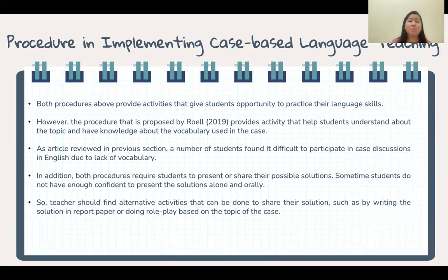In addition, both procedures require students to present and share their possible solution. Sometimes students do not have enough confidence to present the solution alone and orally. So the teacher should find alternative activities to share their solution, such as writing the solution in a report paper or doing role play based on the topic of the case.